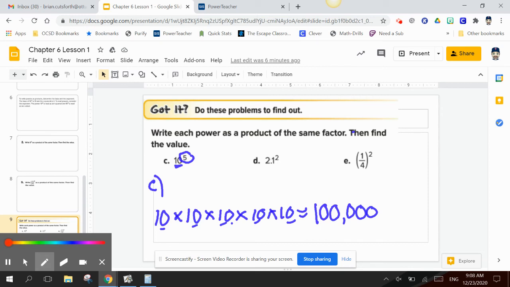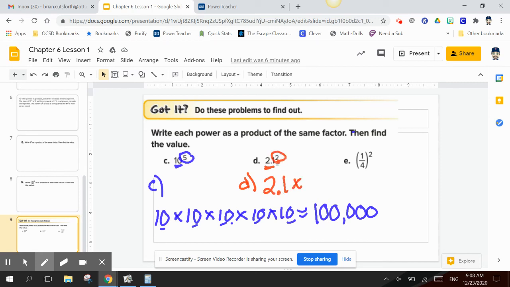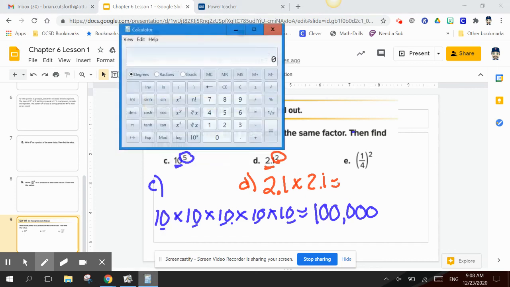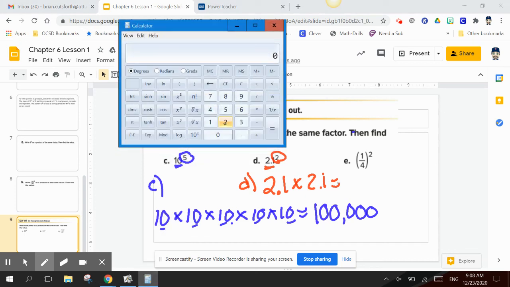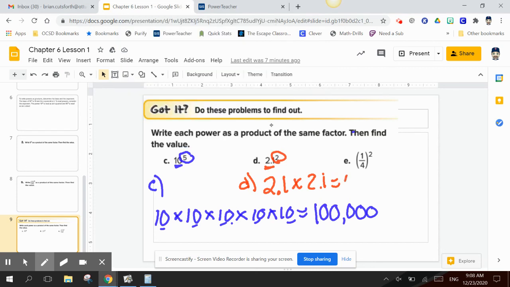For letter D is 2.1 to the 2nd power. So for D, 2.1 is going to be my base number. How many times am I going to multiply that? I'm going to multiply that by 2, so I have 2.1 times 2.1. For that, I might need a little help, so I'm going to use my calculator. So I go to my calculator, 2.1 times 2.1 equals 4.41.